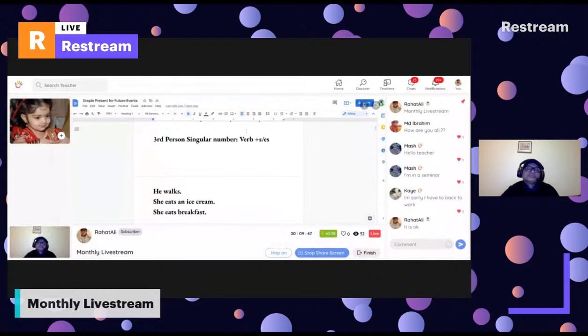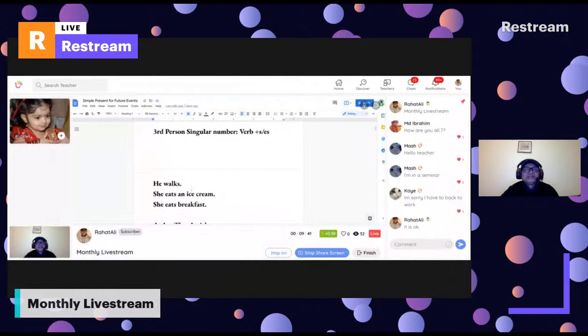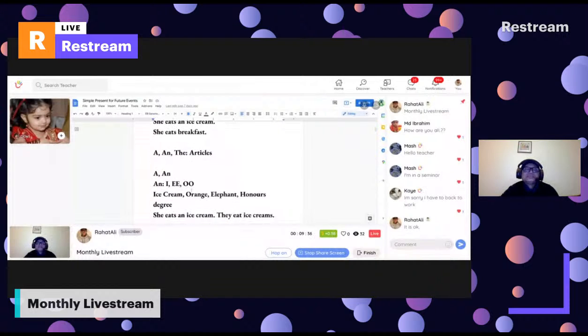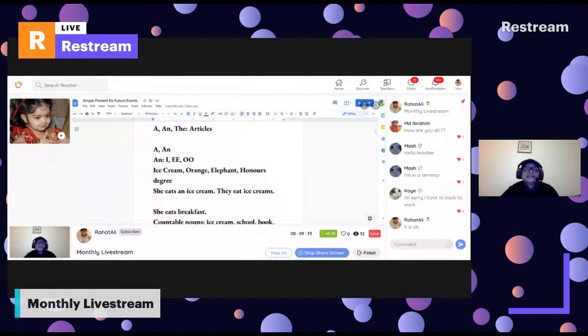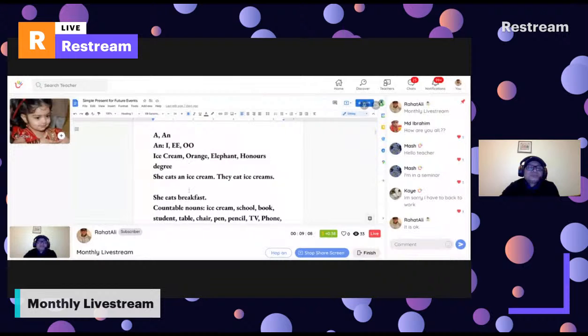So some examples: he walks, she eats an ice cream, she eats breakfast. And also articles a, an, and the. We use an when it sounds like I, O, like ice cream, orange, elephant, owners. Remember, it's the sound, it's not always the vowels, that we have to use an. She eats an ice cream, they eat ice creams. When it is plural, we do not use any articles at all.